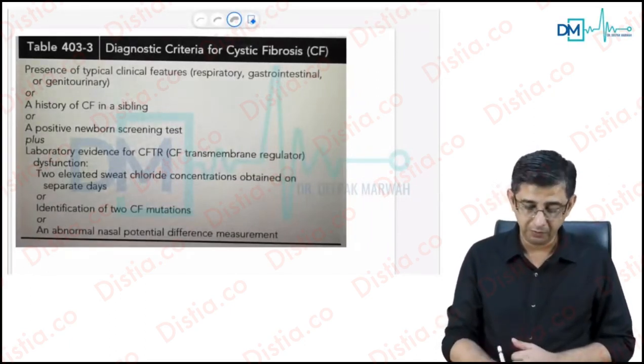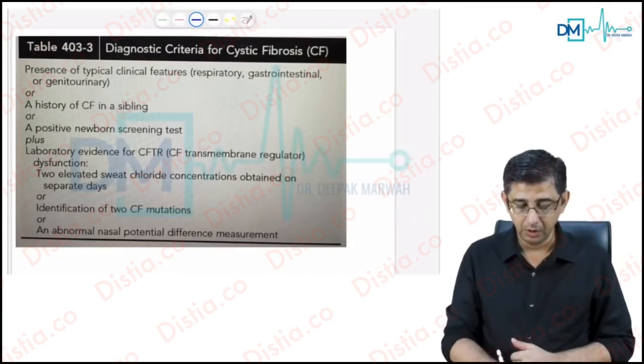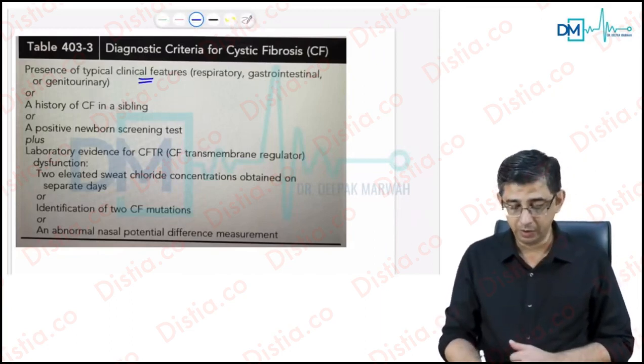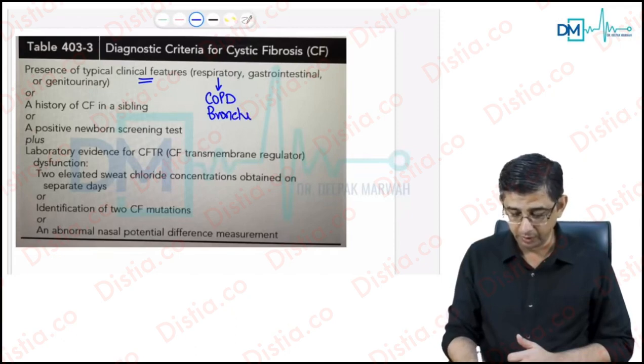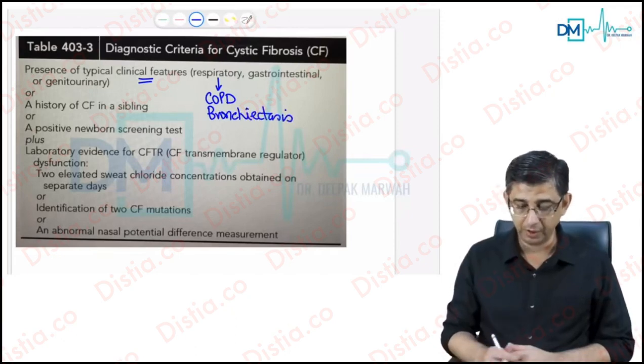First of all, you should be having presence of typical clinical features. The typical clinical features would be respiratory involvement, which could be in the form of development of either features of COPD initially. Then there could be development of suppurative lung disease in the form of bronchiectasis in the patient, which will obviously take some time to occur.